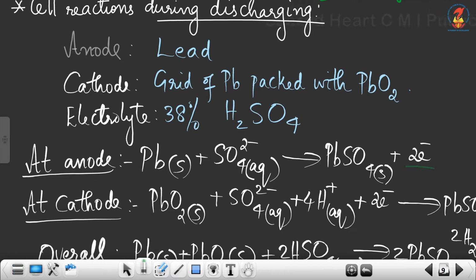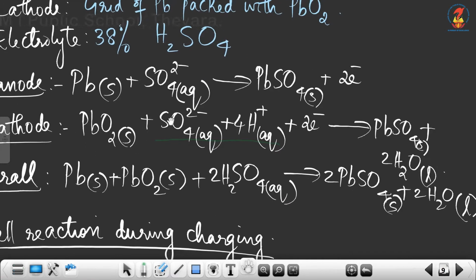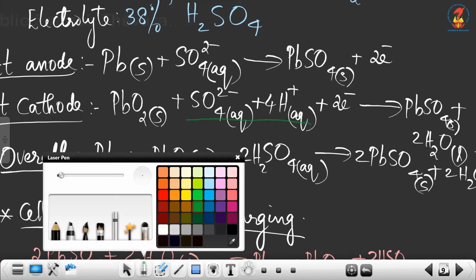Now, at cathode, we have a grid of lead packed with PbO2. So, we have reduction of PbO2. PbO2 plus SO4 2 minus plus 4H plus, this comes from sulfuric acid, plus 2 electrons. We get PbSO4 plus 2H2O.